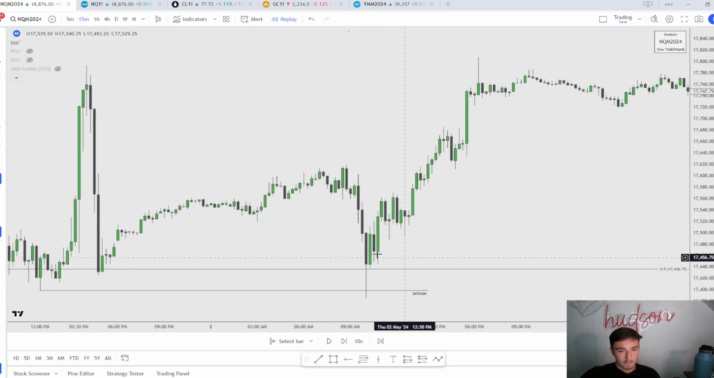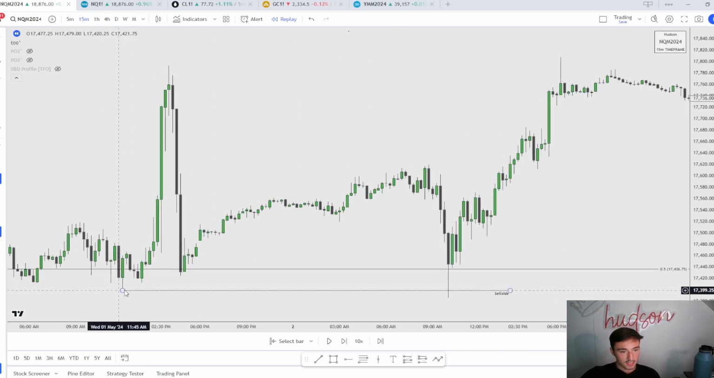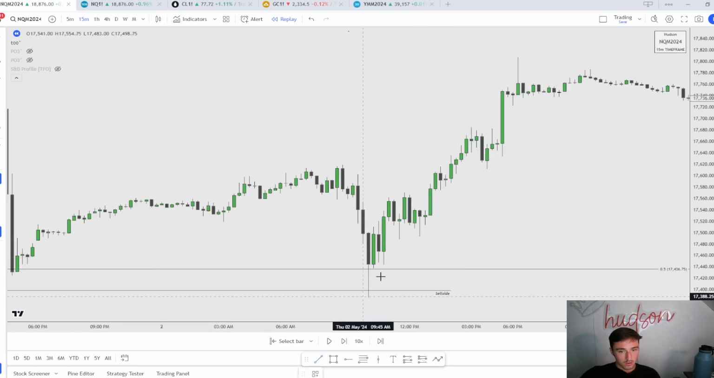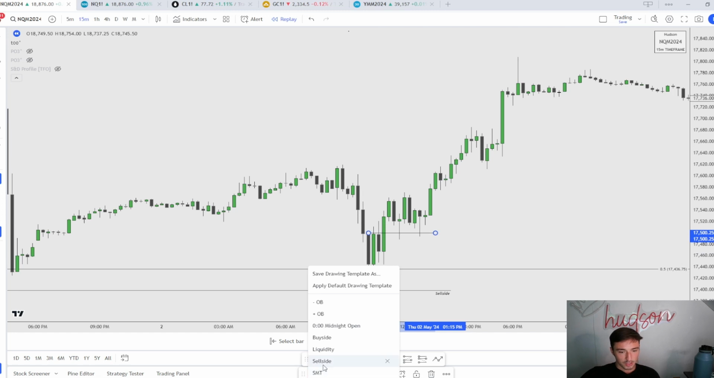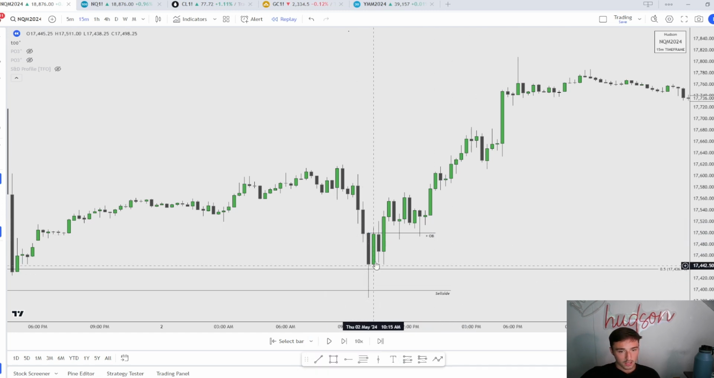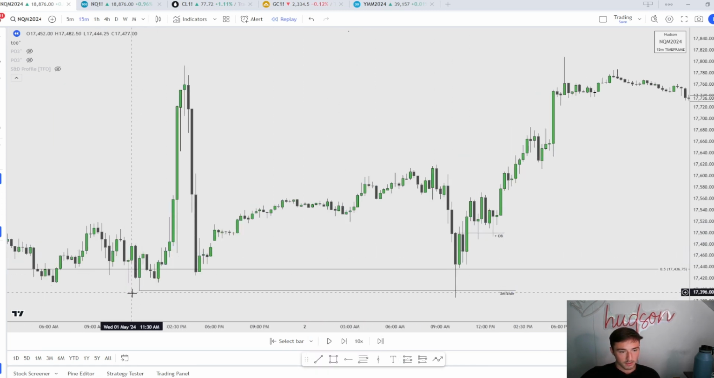We are at mean threshold of that 4-hour order block. We have just swept sell side liquidity. We now have a 15-minute order block. You can use this candle. You can use this candle. I just prefer the one that swept liquidity, which would be over here.